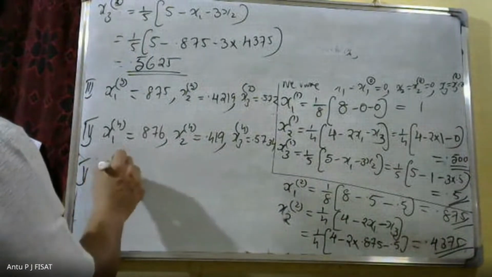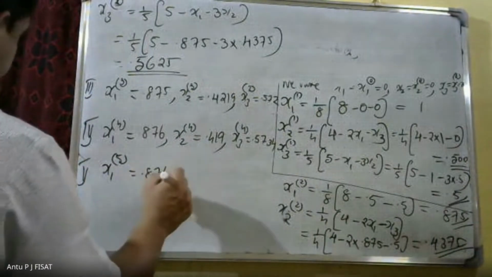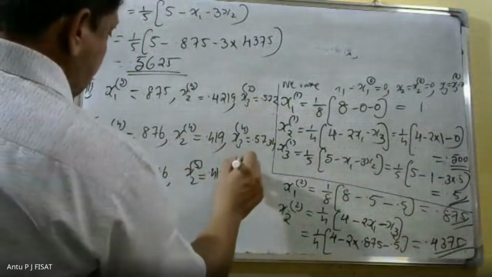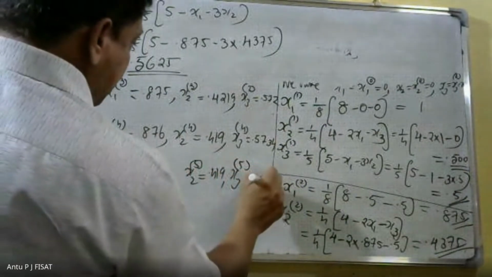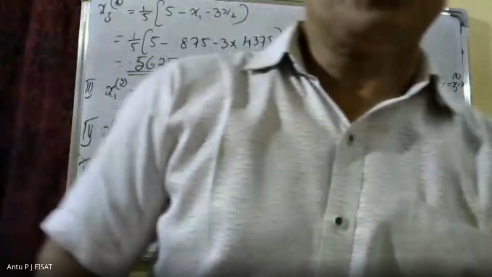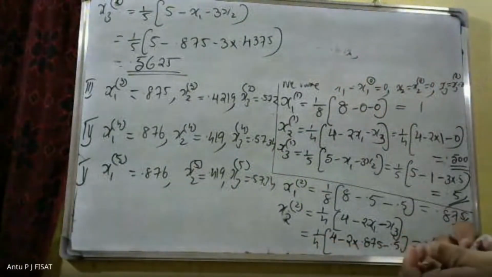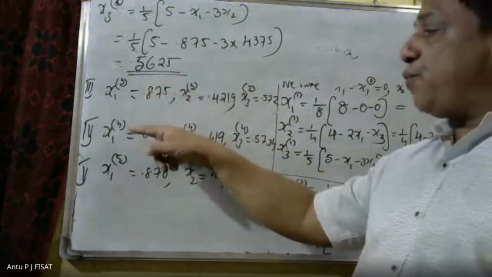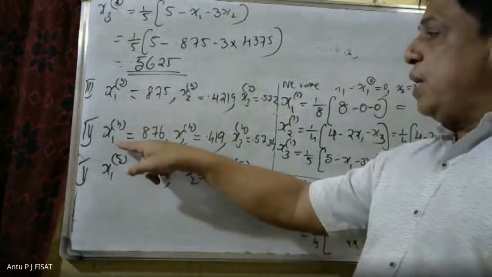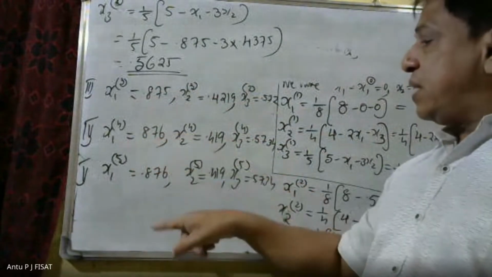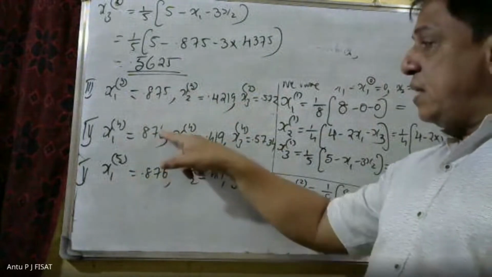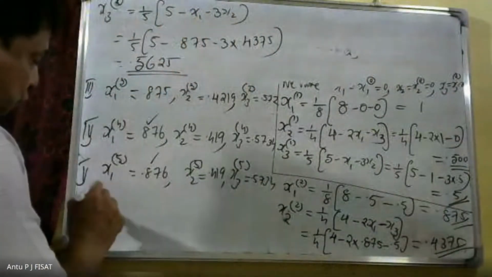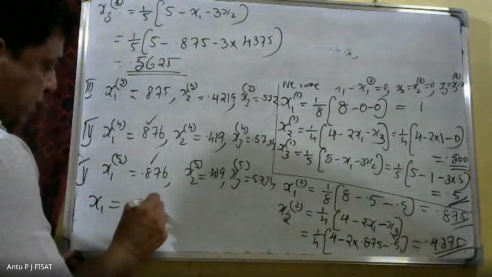In iteration number 5, x1 raised to 5 is equal to 0.876, x2 raised to 5 is 0.419, and x3 raised to 5 is 0.5734. Then we do some more iterations. When we check iteration numbers 3, 4 and 5, x1 is equal to 0.875, 0.876, and 0.876. The elements coincide. Therefore, we take the value of x1 is equal to 0.876.